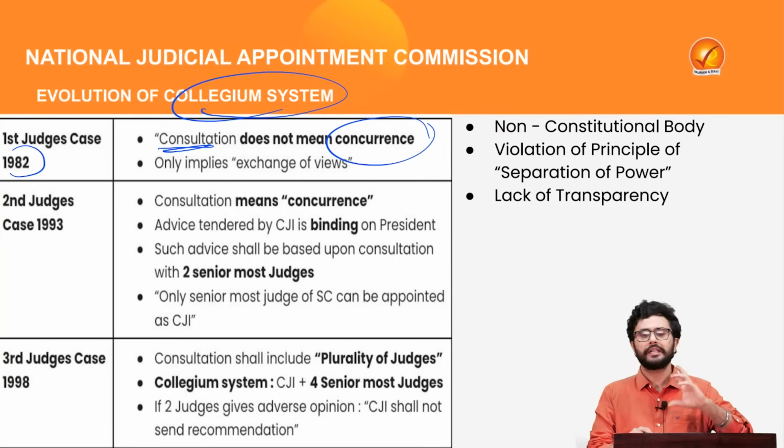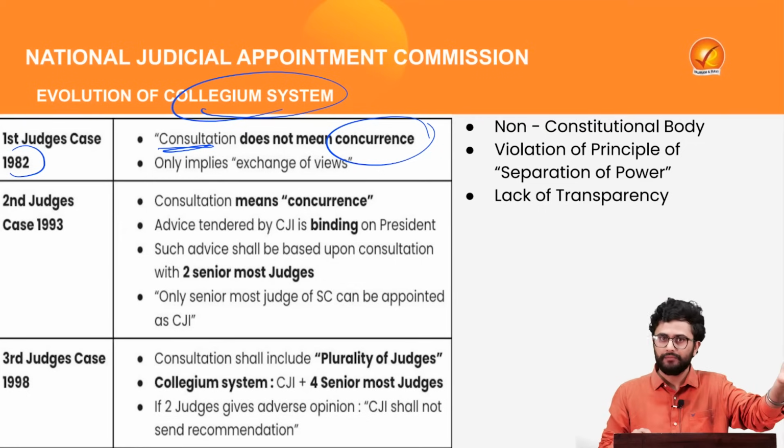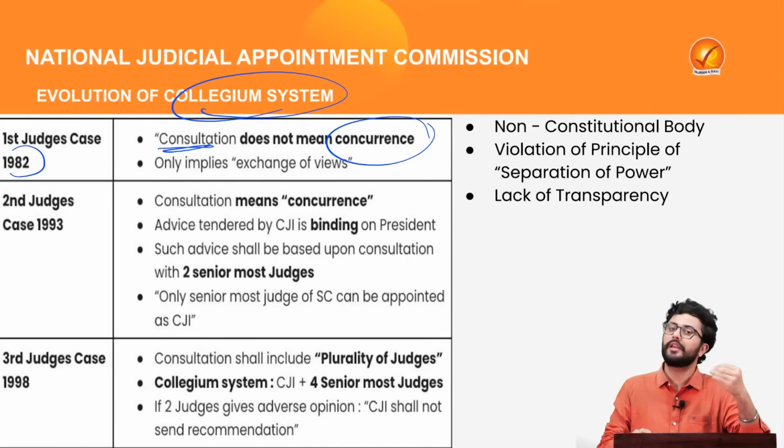So let's say if I am the President and you are the Chief Justice of India, I ask you whom shall I make the next judge? You say make person A the judge. I say okay, I will think about it.